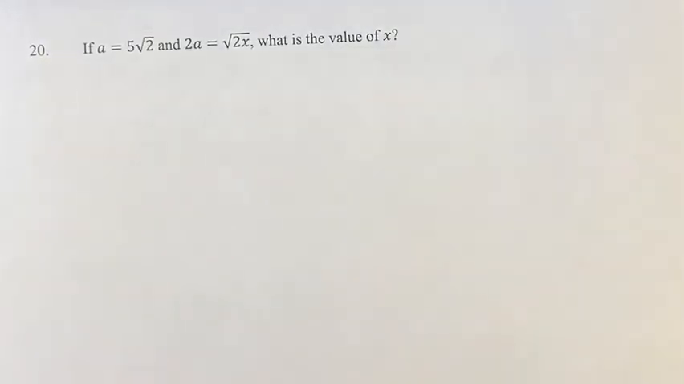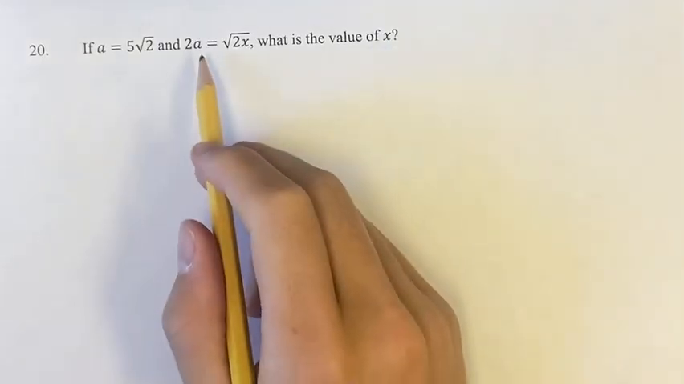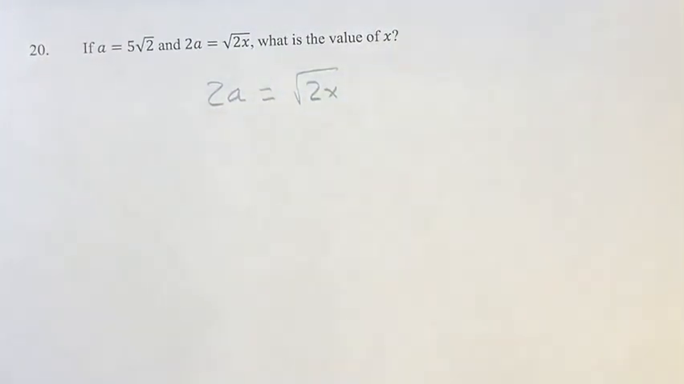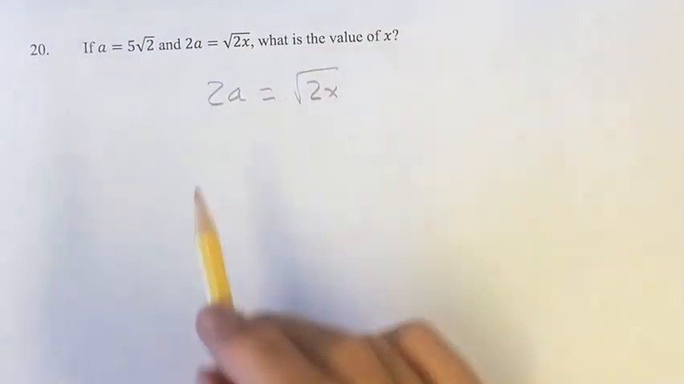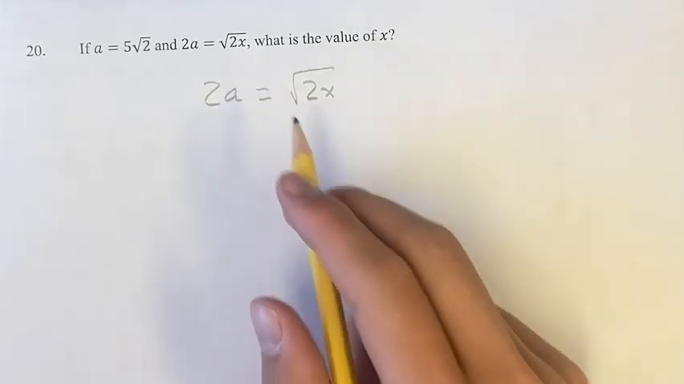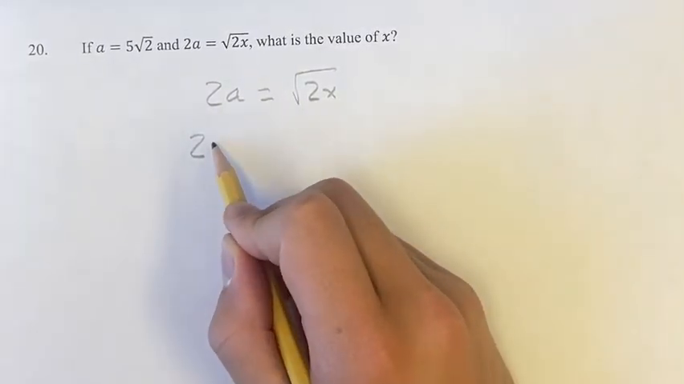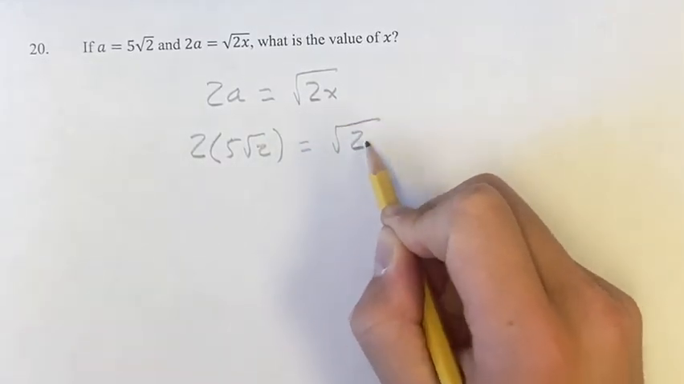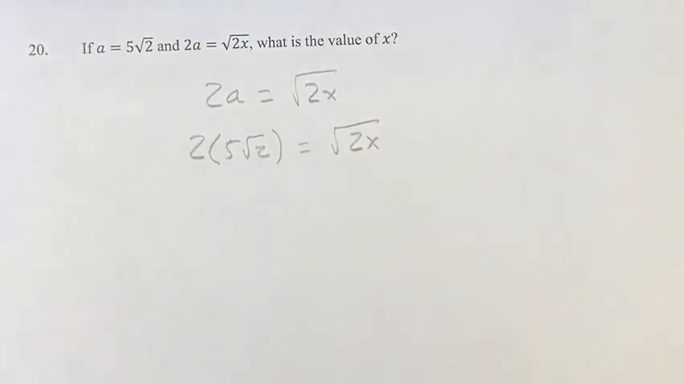In this problem, we are looking to find the value of x in the equation 2a is equal to the square root of 2x. We're going to use that given that a is equal to 5 root 2. So the easiest thing to do here is just to plug in 5 root 2 where we see a. So 2a is equal to 2 times 5 root 2, and that is equal to the square root of 2x.